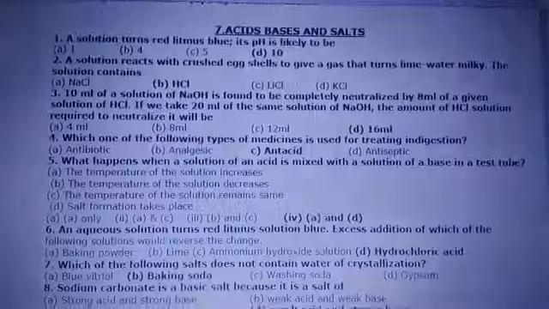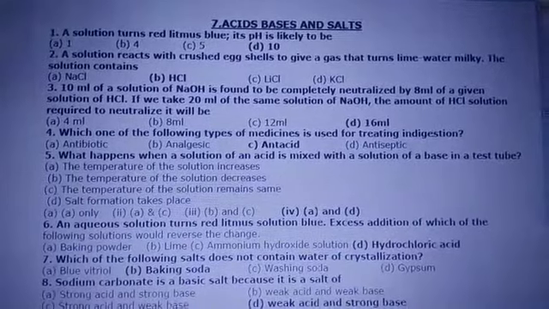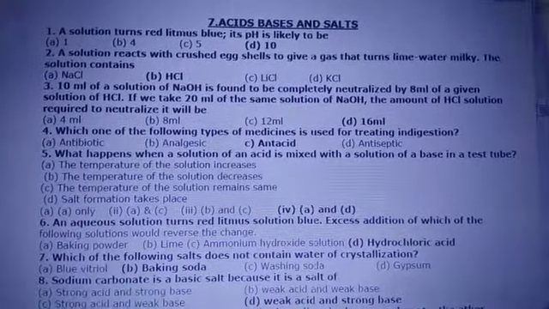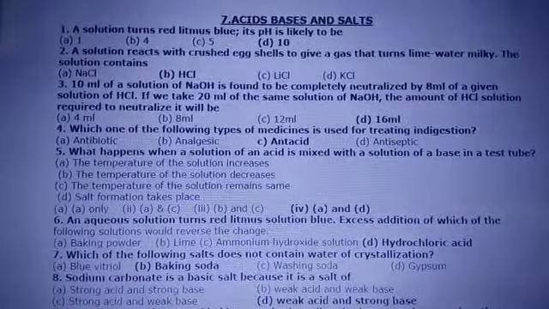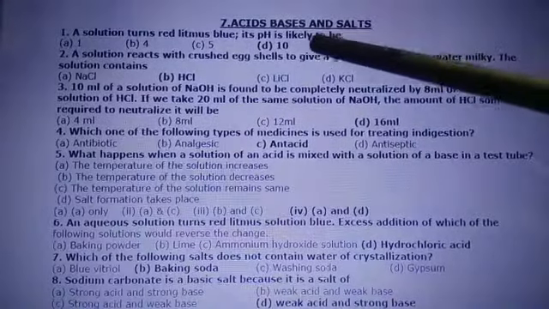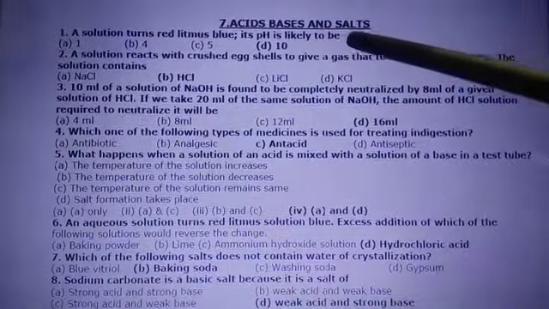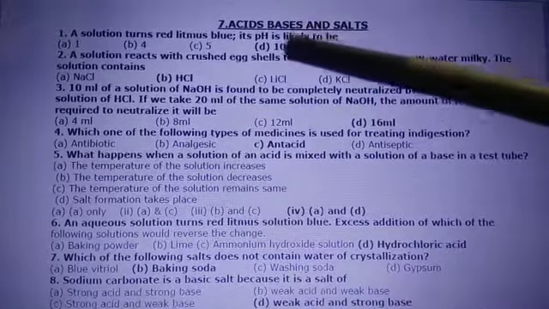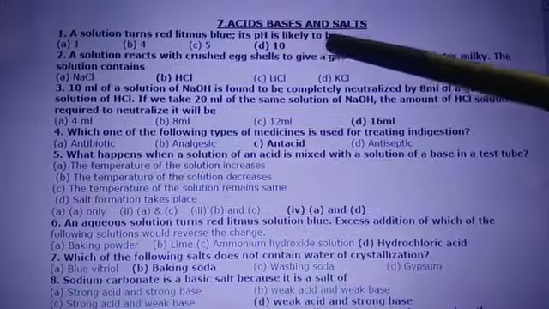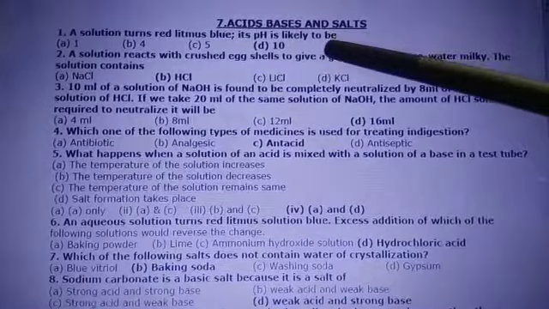Displacement reaction. We'll continue with the 7th chapter, acids, bases and salts. First question. A solution turns red litmus blue. Its pH is likely to be A. 1, B. 4, C. 5, D. 10. The answer is D.